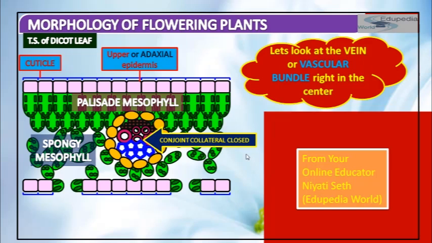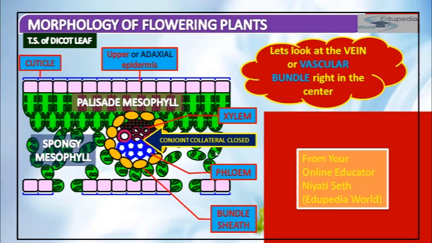What is it called? It is called conjoined collateral closed. So this is your xylem, this is your phloem, students. This yellow one is your bundle sheath. What is it? It is bundle sheath.